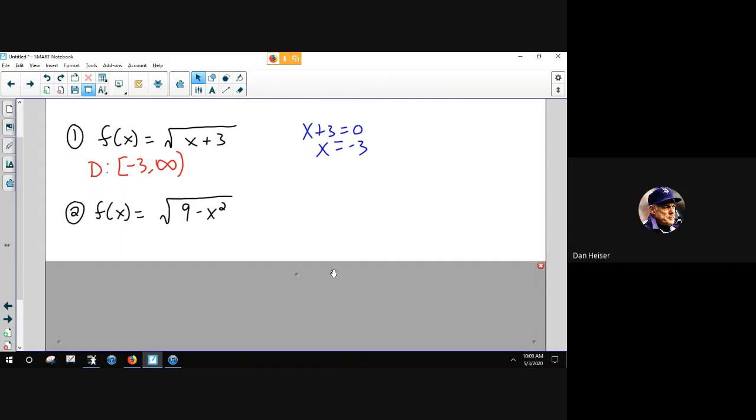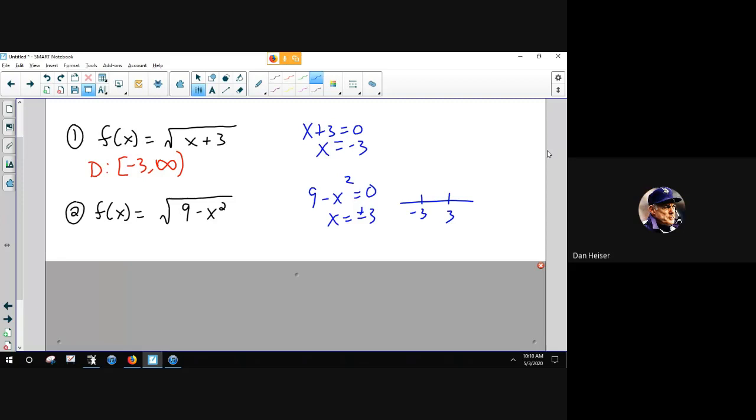Here's another one. Square root of 9 minus x squared. I'll do the same thing. Set the inside equal to 0, solve for x. Positive 3 or negative 3. And now I'm going to make myself a little number line. Here's negative 3, here's positive 3. I have 3 areas I have to look at. I know if I plug in negative 3 and if I plug in positive 3, I get 0.